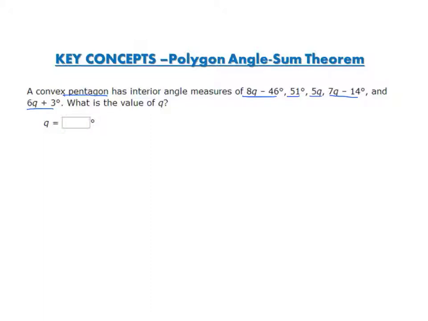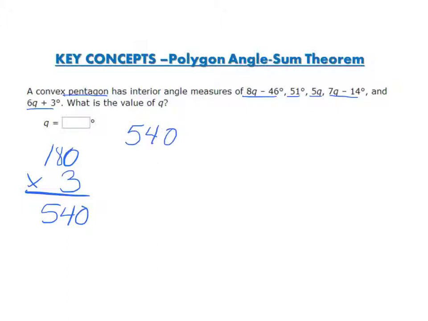First thing I need to do is find out how many total degrees. A pentagon has 5 sides. Minus 2 is 3. Again, 180 times 3 is 540. That's where we're going to start. Each negative number I'm going to add. Each positive number I subtract. So I have 540. I'm going to add 46, add 14, subtract 51, subtract 3.